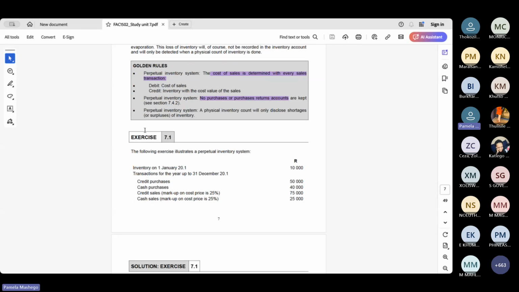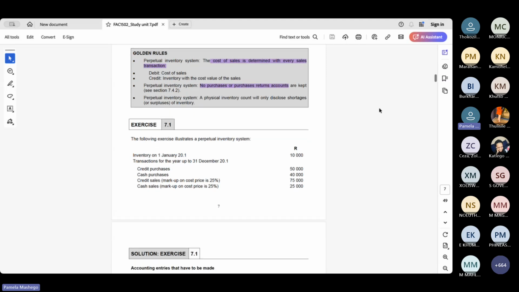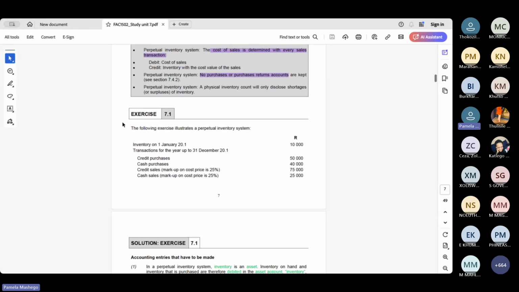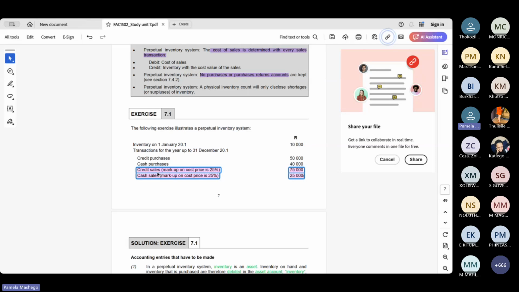So this was an exercise in study guide 7, page 7. I'm not going to go through all of it. It says the following exercise illustrates a perpetual inventory system. They give you the opening balance and transactions that took place during 20.1. At the bottom, you see credit sales: customers bought from you on credit for 75,000. Then you made cash sales of 25,000. Here the markup is on cost price, and the markup on cost price is 25%. They didn't give you the cost price of the inventory you sold, so you need to work it out. I'll stop presenting and go straight to Excel so that we can do it together.